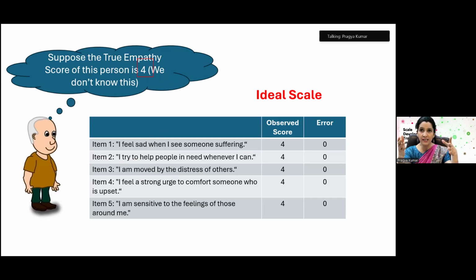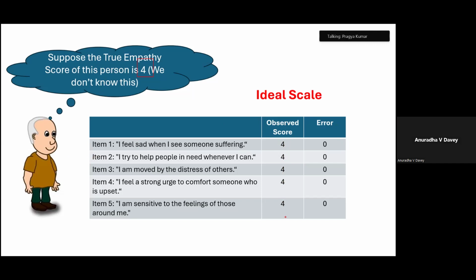So what will be an ideal scale? There are 5 items, and I expect that each item should measure my construct, which is the true score. My construct is empathy. In the ideal case, the observed score is 4 in all the items. So what will be the error? The mean is 4 and there is no variance. So there is no error in this case.